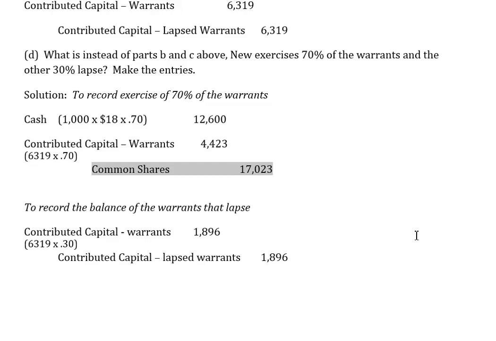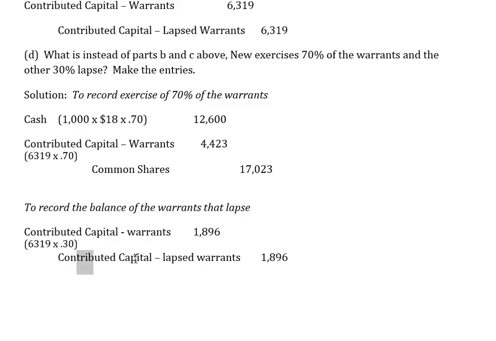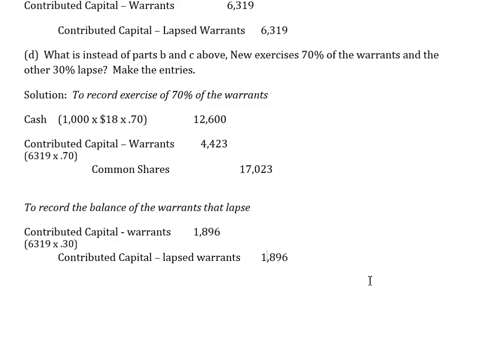Now, the rest of the warrants that lapse are how much? Well, don't forget we had $63.19 in warrants, right? So if 70% were exercised, then the other 30% lapsed. So we're going to remove the contributed capital on the warrants and credit our contributed capital on lapsed warrants for $18.96. So this concludes our example on warrants. I hope you found it helpful.